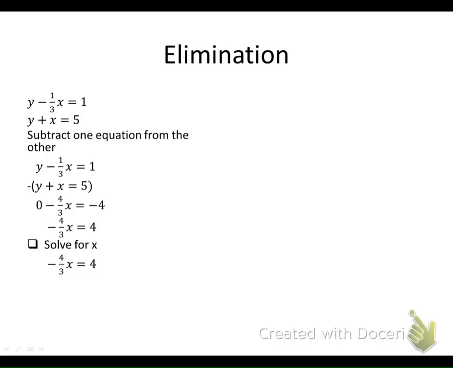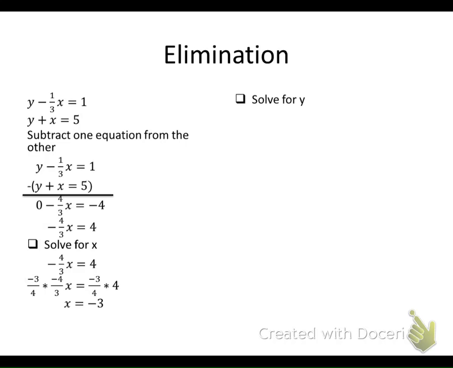So now I've got negative 4/3 x. I need to solve for x. Multiply by the reciprocal fraction. And since that first fraction was negative, I need my second fraction to be negative as well, so that the negatives will also cancel out. So I'm going to multiply both sides by negative 3/4. And x is equal to negative 3.